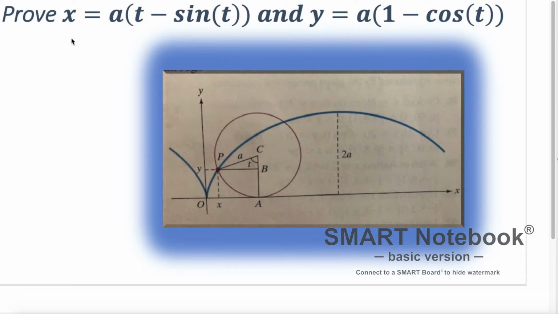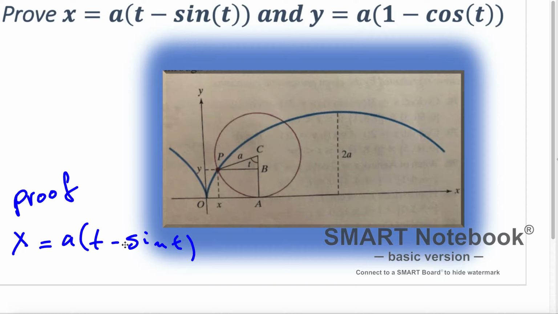So first of all, let's prove x is equal to a times (t minus sine t). To prove this one, first of all, we look at the distance OX. So OX, or just x, is going to be equal to the distance OA minus the distance AX.